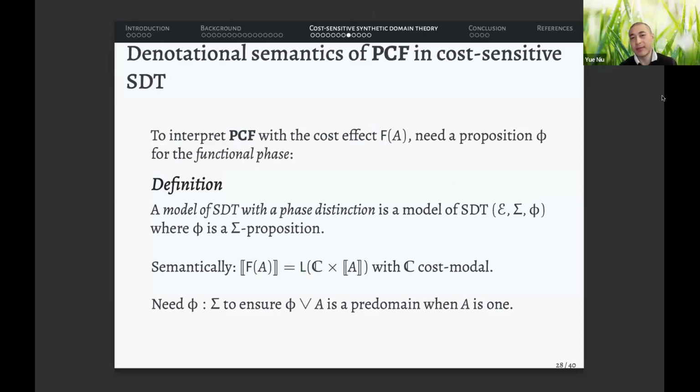To interpret PCF with this cost effect f of a, we need a proposition that represents the functional phase. We extend the basic model of SDT with a phase distinction. And the requirement is that this proposition is a sigma proposition. Now we may interpret the cost effect just as before, except we will lift the interpretation with the lifting structure. Observe that we need this phase proposition to be a sigma proposition to actually define any types that are cost modal, sorry.